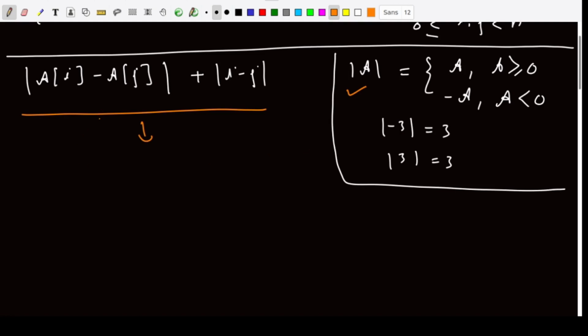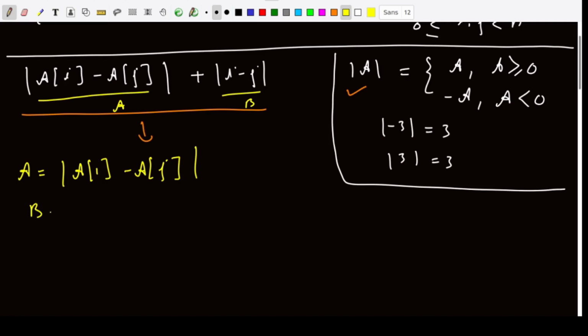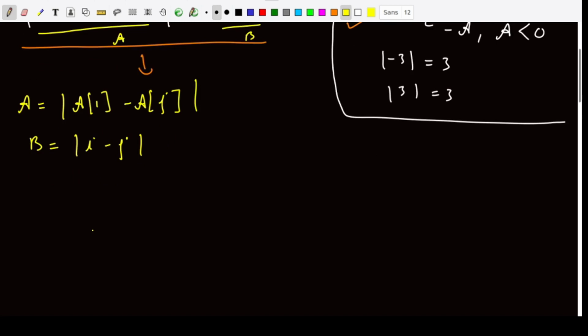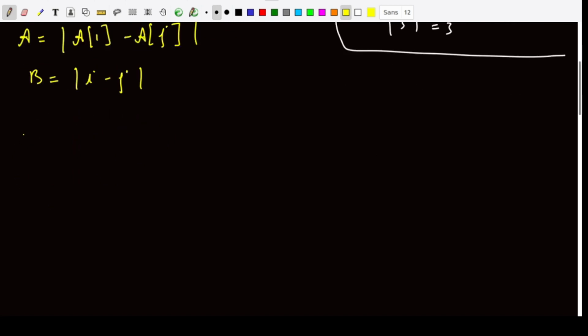Let us say this expression is a and this expression is b. So what I'm saying is that a is equal to |a[i] - a[j]|, and b is equal to |i - j|. Now given these two terms a and b, we can formulate 4 cases basically.